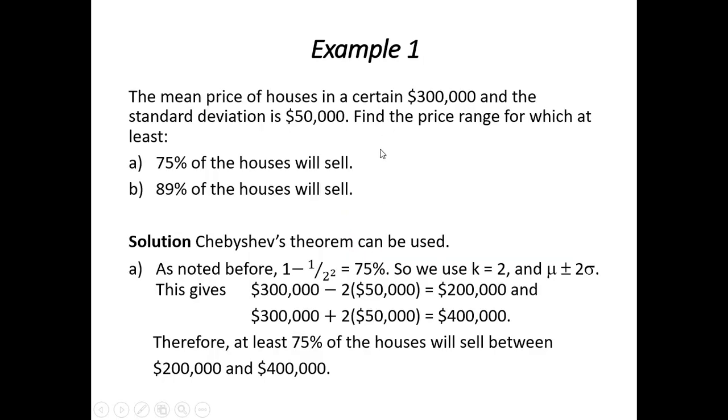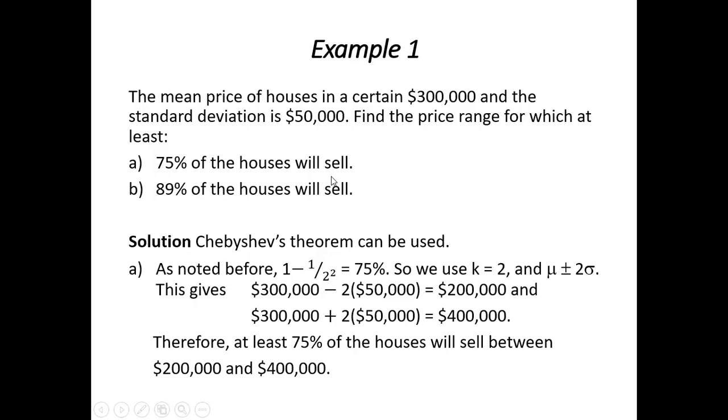So now let's look at some examples. Suppose we know that the mean price of houses in a certain neighborhood is $300,000 and the standard deviation is $50,000. Find the price range for which at least 75% of the houses will sell, and then part B, at least 89% of the houses will sell. So Chebyshev's theorem can be used as noted before.